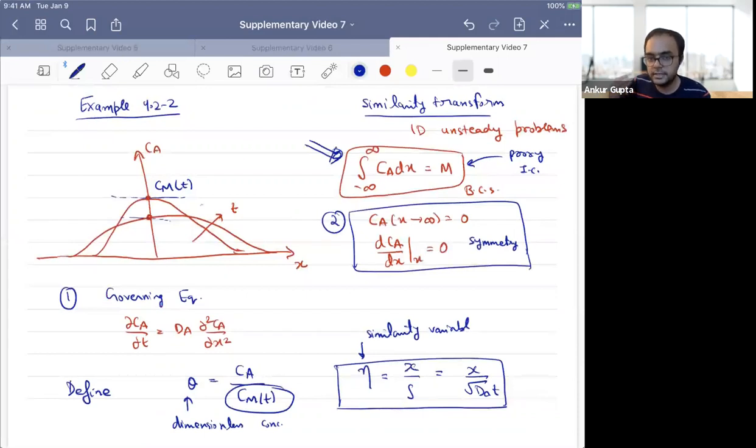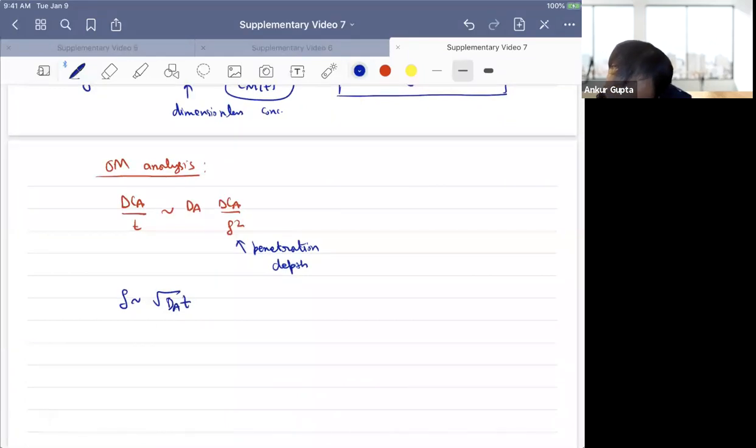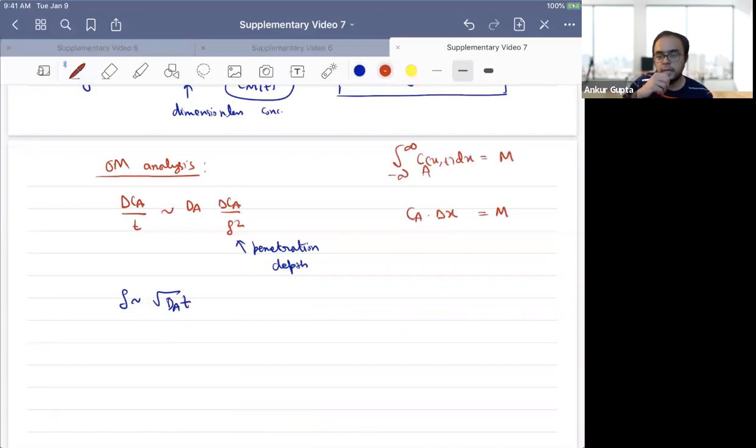This is something we have not discussed in detail. When we want to do an integral, we say that our equation is the integral from minus infinity to infinity of c of x comma t dx equal to m. You can simply approximate this as some concentration scale times delta x equal to m. That's how you typically do it. We don't know the concentration scale, so the only obvious scale that we should take is Cm, and delta x is simply delta. So Cm is equal to m by delta, or m by root Dt.